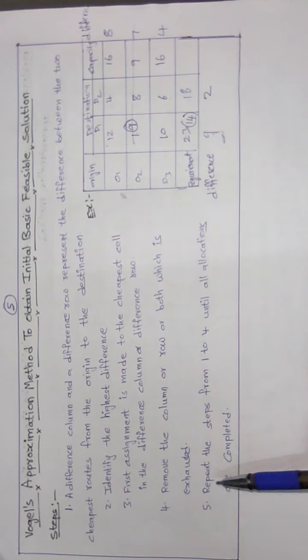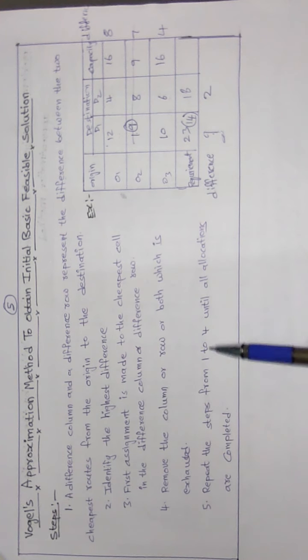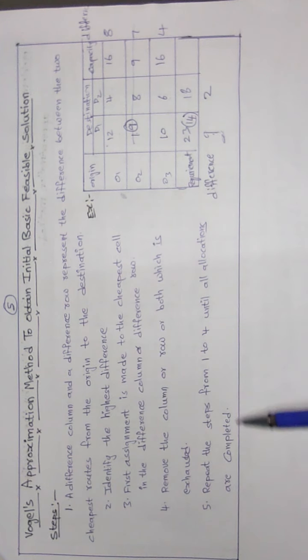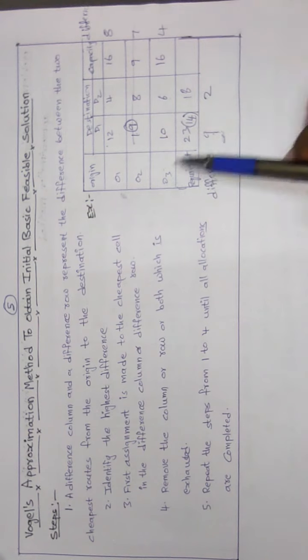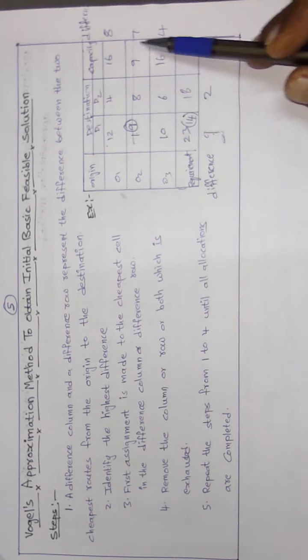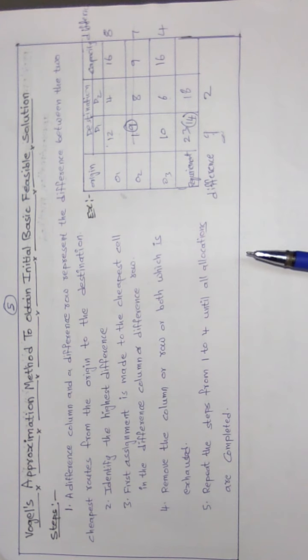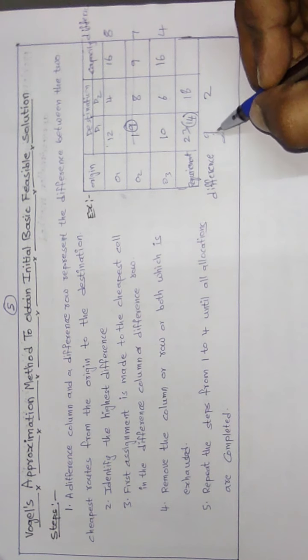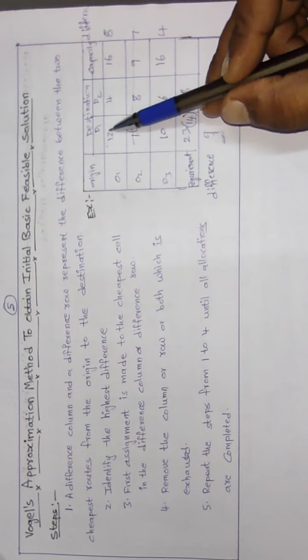So next, coming to the fifth step: repeat the steps from 1 to 4 until all allocations are made. That means we have to repeat this process again from 1 to 4 until all cells are allocated. We have to repeat the same procedure. That means again we have to take the difference according to the first step. Again now we are having 12 and 10.